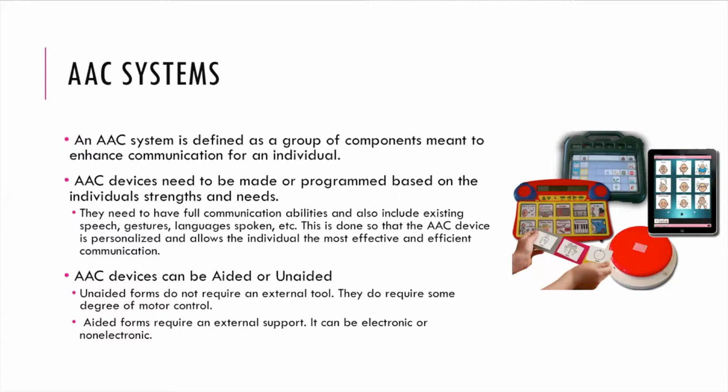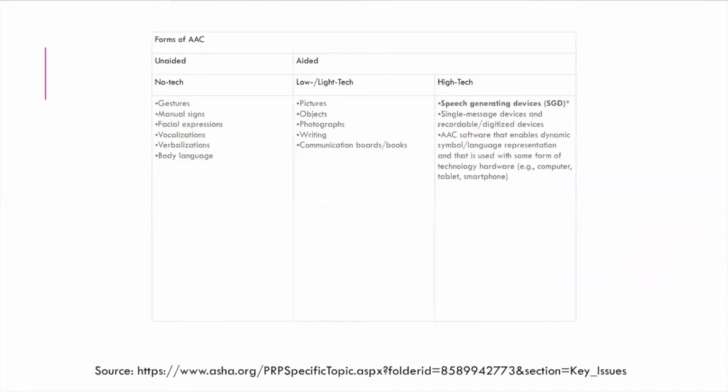AAC devices can be aided or unaided. Unaided means they do not require an external tool. They do require some degree of motor control. So looking at this picture here, this red button, that's called a switch. That one requires motor control, requires a child to press it. Aided forms require an external support. It can be electronic or non-electronic. And this is just a chart I pulled from ASHA that shows the different forms of AAC, unaided and aided, no tech, low tech, high tech, things like that, just to give you a visual.